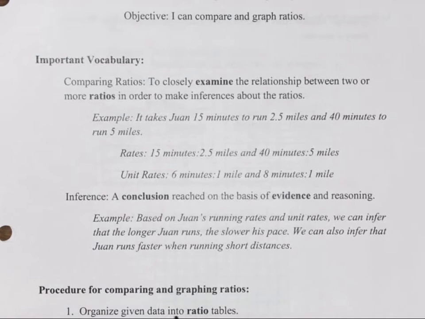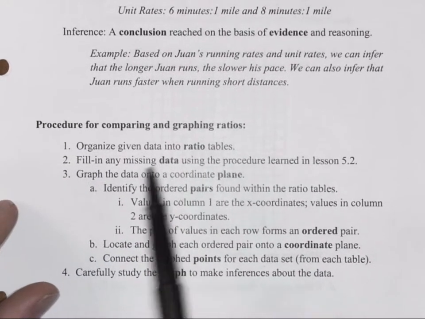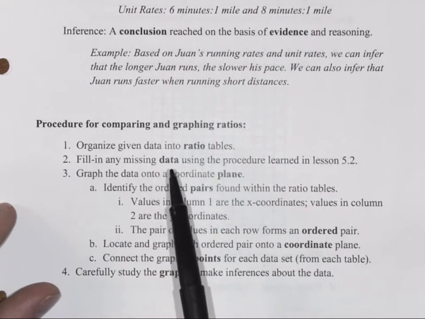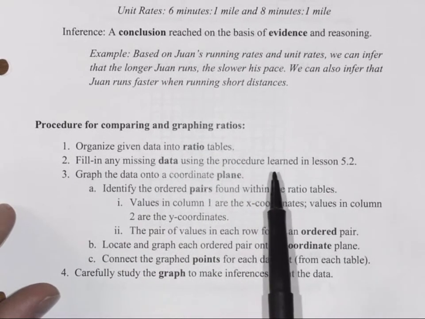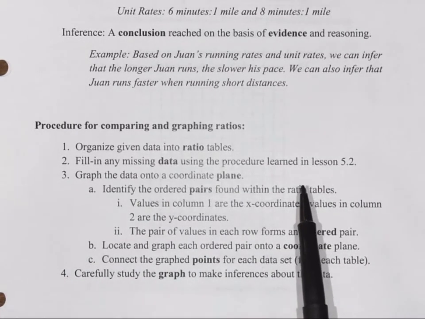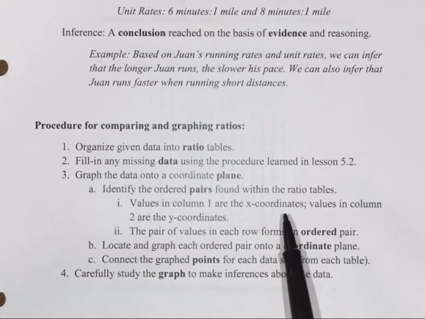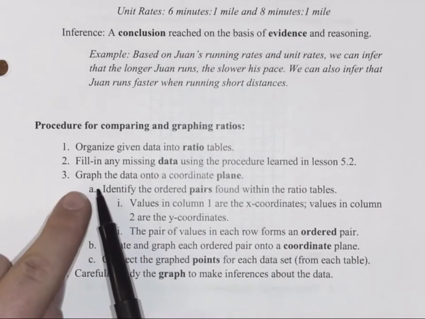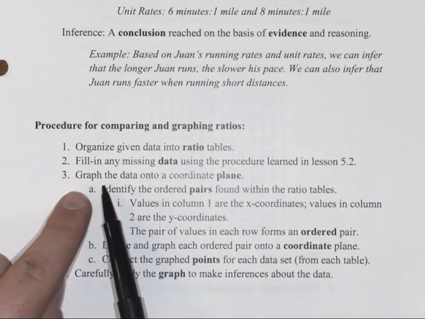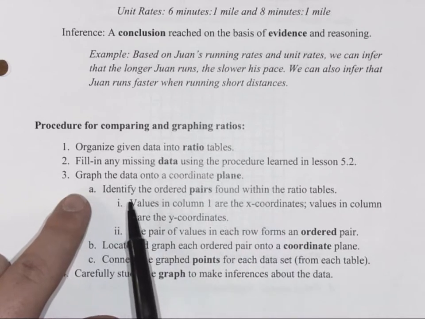So, procedures for comparing and graphing ratios. First, we need to organize the given data into ratio tables. Second, fill in any missing data using the procedure learned in lesson 5.2. So if there's anything missing in a ratio table, we need to be able to fill those missing spaces in to make each ratio equivalent. Okay, third, graph the data onto a coordinate plane. We will discuss that here in a minute.